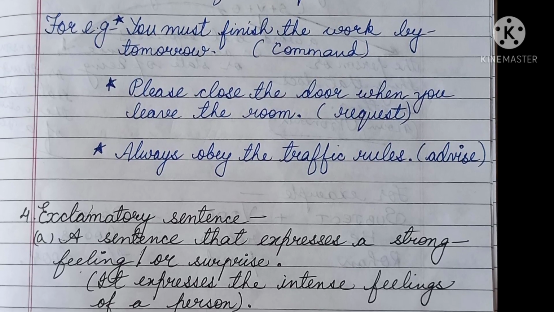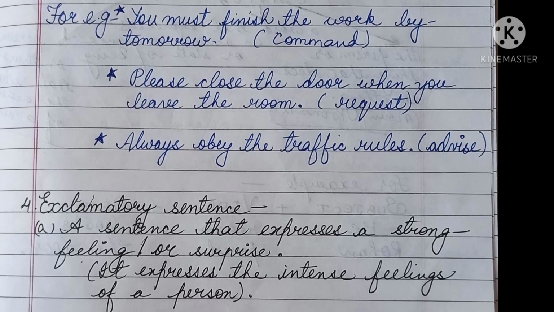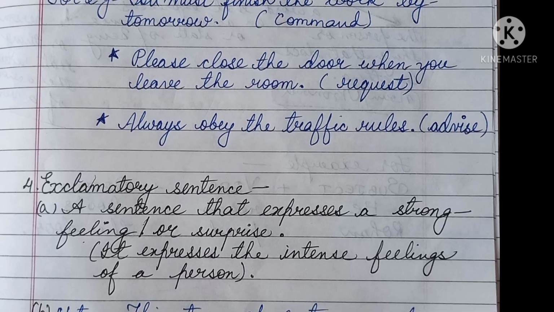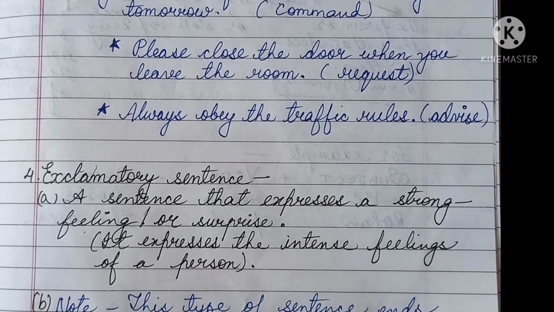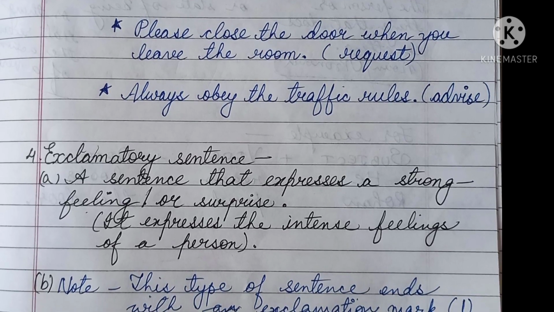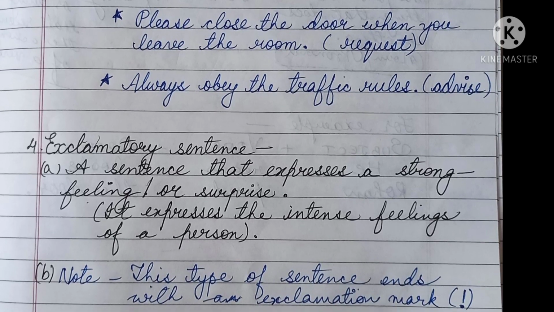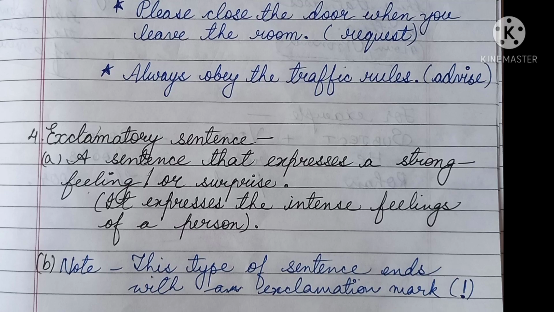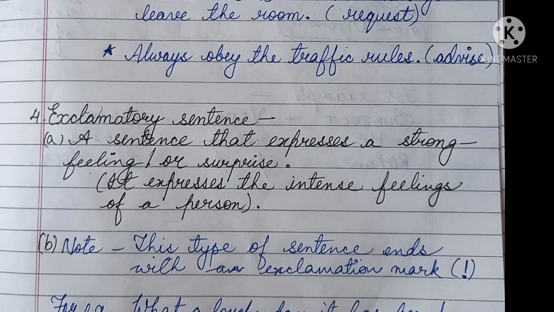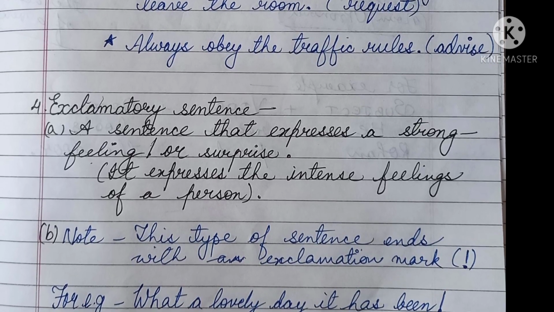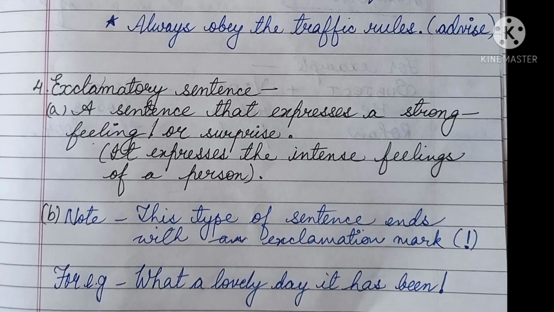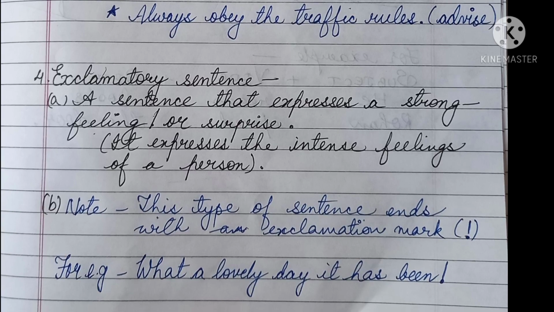The fourth kind of sentence is an exclamatory sentence. Let's define it. A sentence that expresses a strong feeling or surprise. In other words, students, it expresses the intense feelings or strong feelings of a person. Note this important point. This type of sentence ends with an exclamation mark. Let's see an example. What a lovely day it has been! As you can see on the screen, I have put an exclamation mark at the end of the sentence.